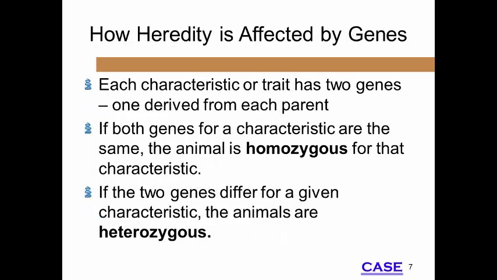Heredity is influenced by genes contributed from both parents. Each organism has two genes for the same trait, one from each parent. If both genes are the same, the organism is said to be homozygous for that trait. If the genes code for different expressions of the trait, the organism is called heterozygous. These terms will be illustrated in the following examples.